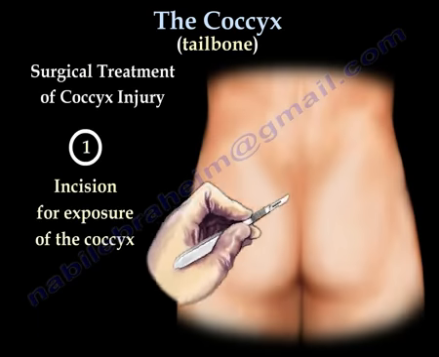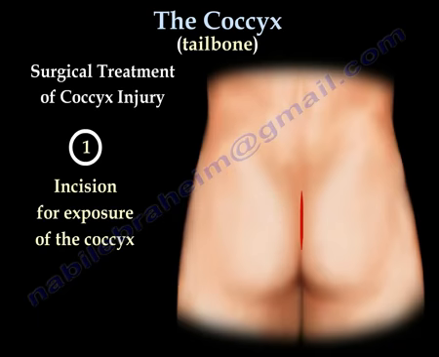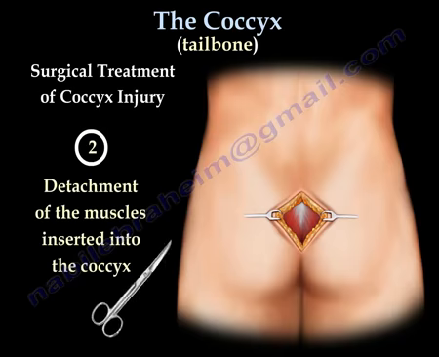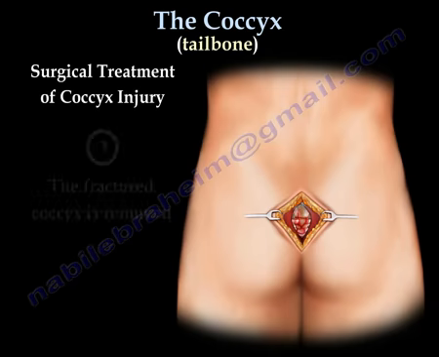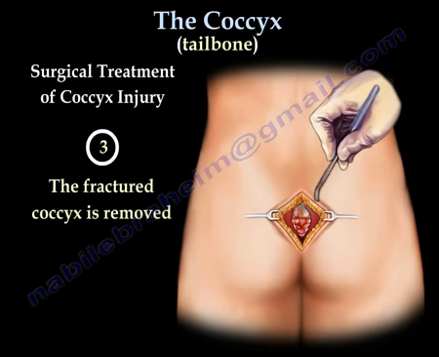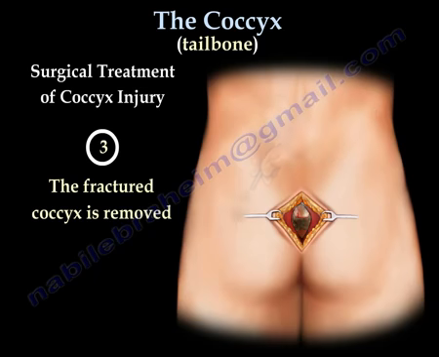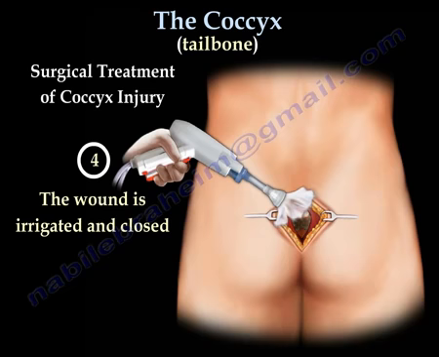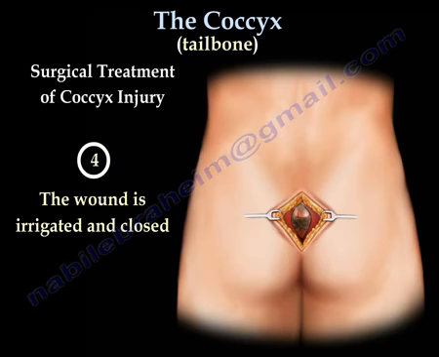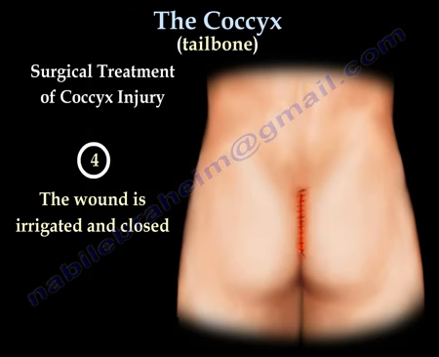Surgery includes incision at the end of the spine to expose the coccyx, detachment of the muscles inserted into the coccyx. The fractured coccyx is removed and care should be taken to avoid injury to the rectum. The wound is irrigated and closed, and the patient is given antibiotics for a few days.